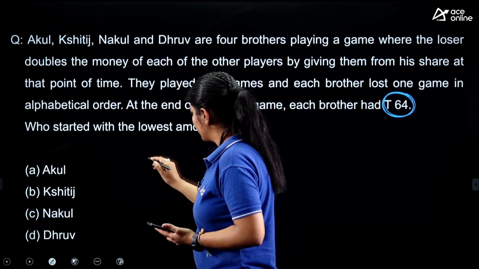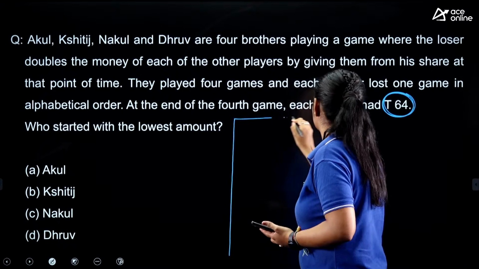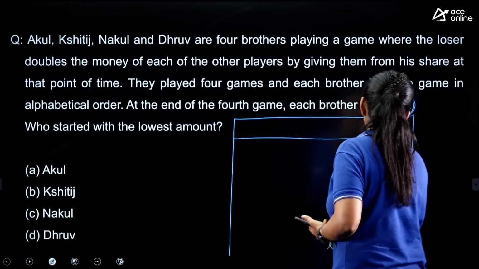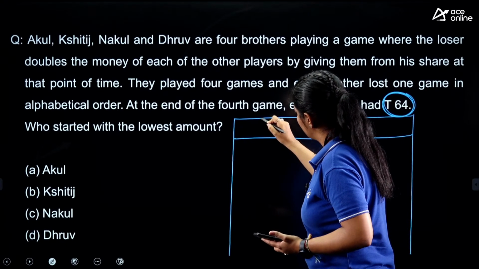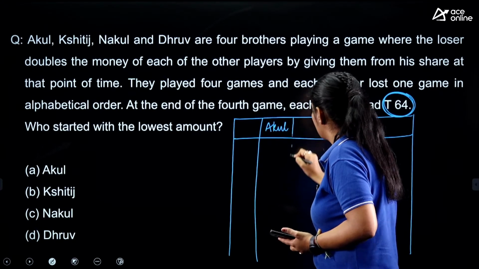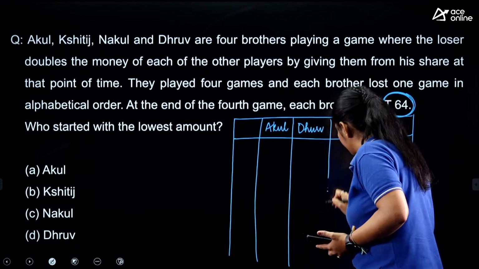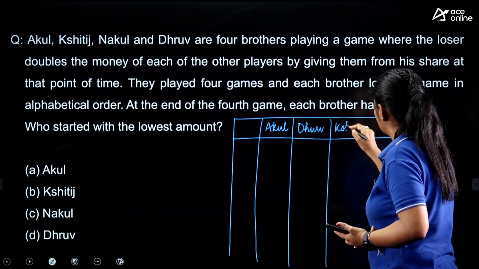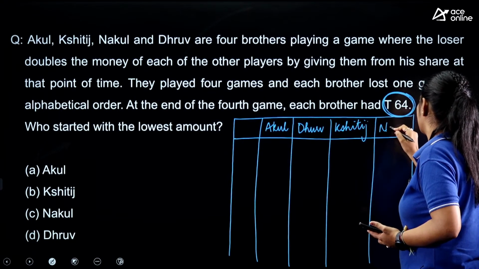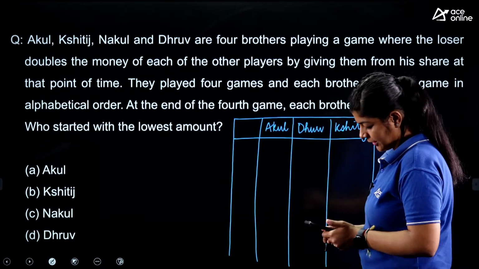Here we have 4 brothers, so we will make a table like this. Okay, option number A, let's see.